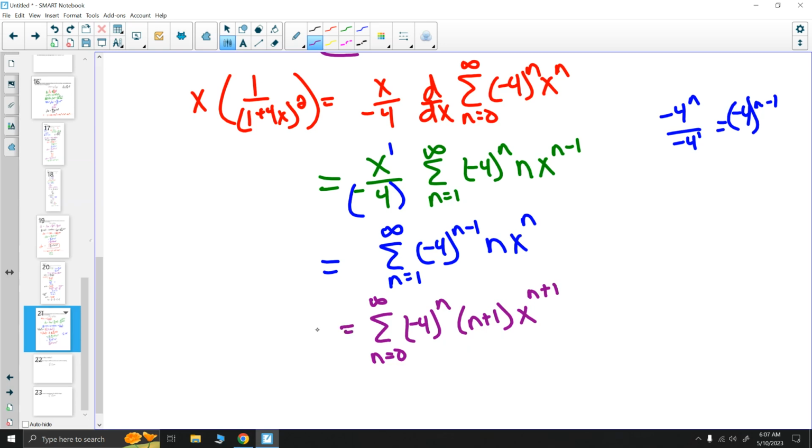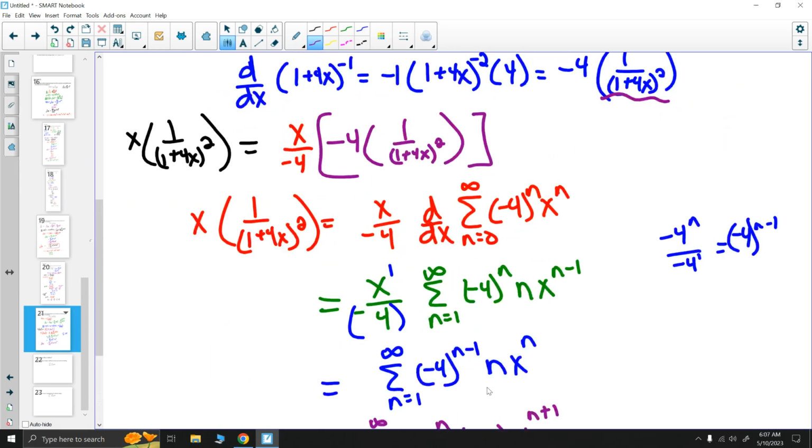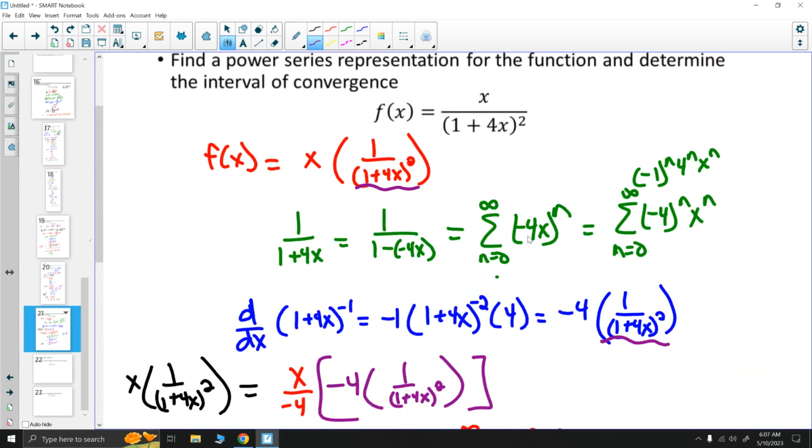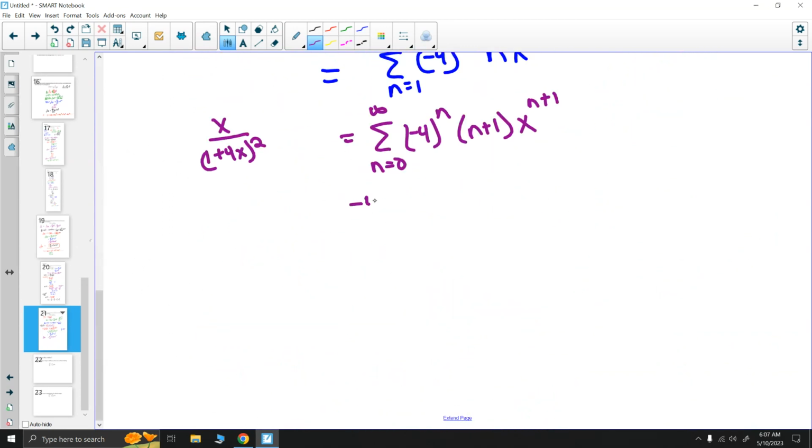Okay, so that is our power series for our x over 1 plus 4x squared. That's what this thing is. And again, we'll double check that in just a sec, but let's first talk about our interval of convergence. Going back to this thing here, -4x is going to be our ratio. So we have -4x, absolute value less than 1. That means 4x is less than 1, so the absolute value of x is less than 1/4. So our interval of convergence is from -1/4 to 1/4.